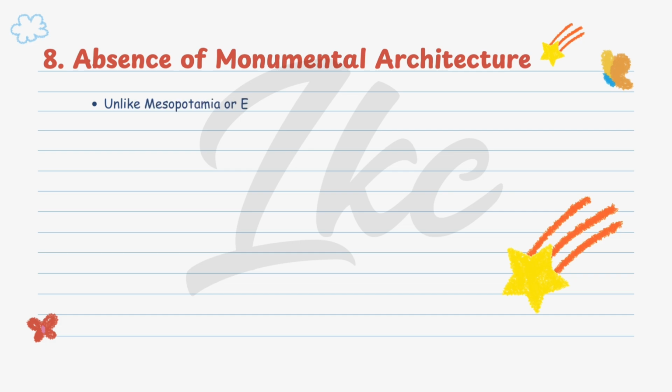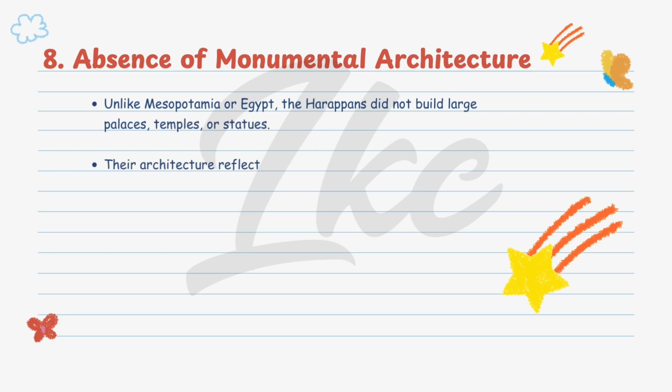8. Absence of monumental architecture. Unlike Mesopotamia or Egypt, the Harappans did not build large palaces, temples, or statues. Their architecture reflects utilitarian and civic priorities rather than glorification of rulers or deities.